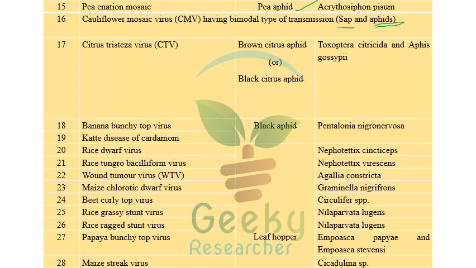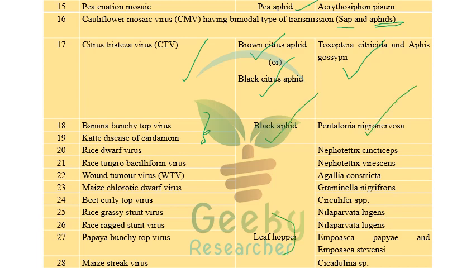And citrus tristeza virus is very important, transmitted by brown citrus aphid or black citrus aphid, Toxoptera citricida and Aphis gossypii. And banana bunchy top virus and katte disease of cardamom, very important. Banana bunchy top virus and katte disease of cardamom are transmitted by black aphid, that is Pentalonia nigronervosa.